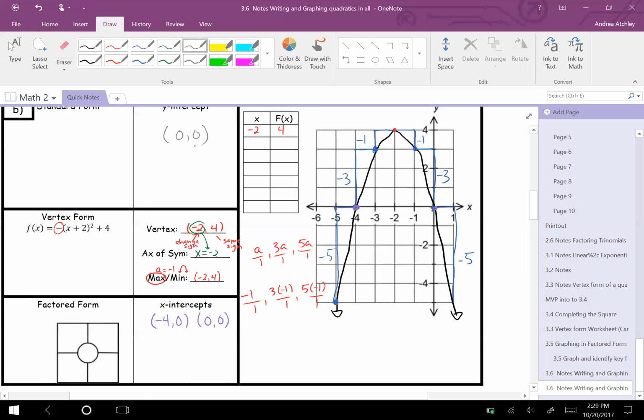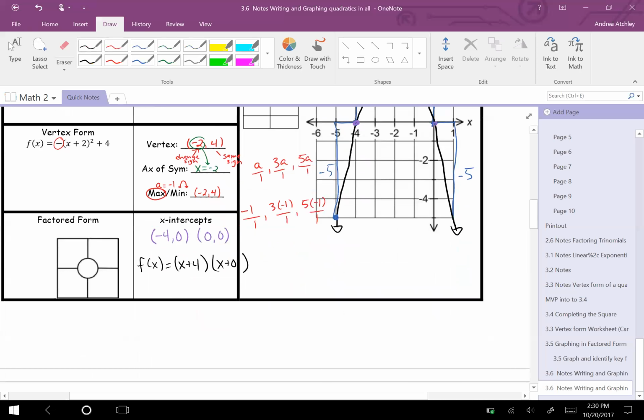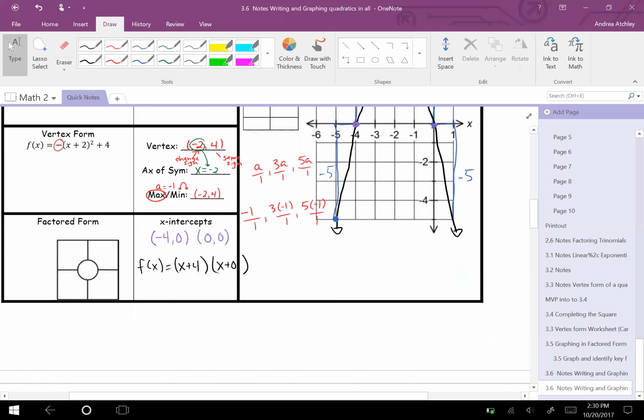I can write this in factored form too, right? Yes. My 2 parentheses will be here. It's going to be x plus 4. Remember, you change the sign. And then x plus 0. So this is my factored form.